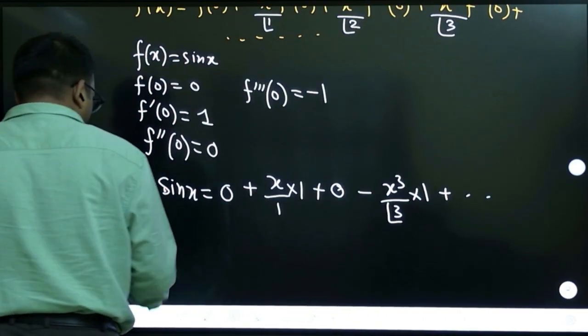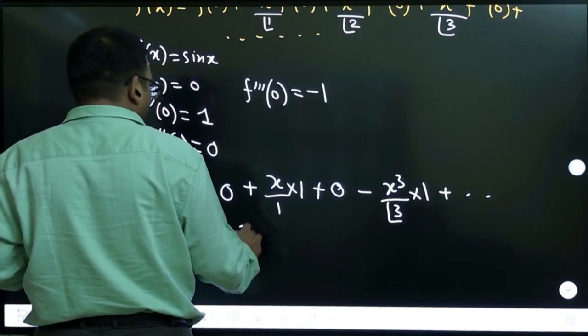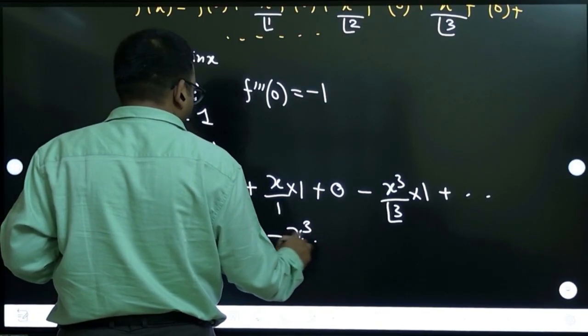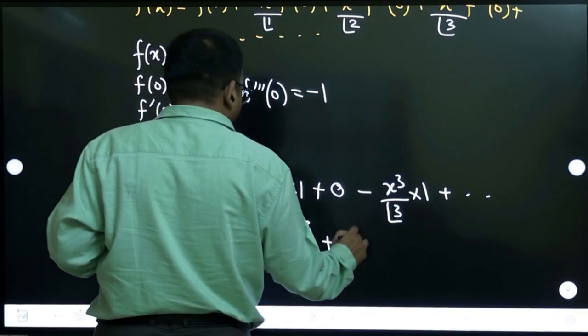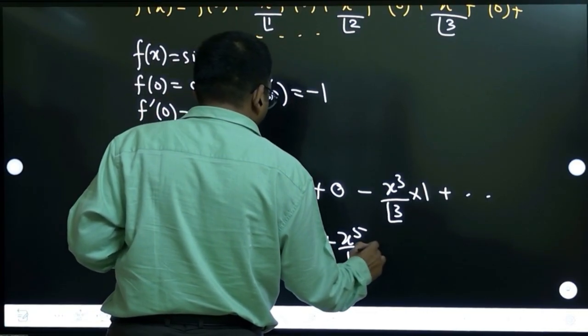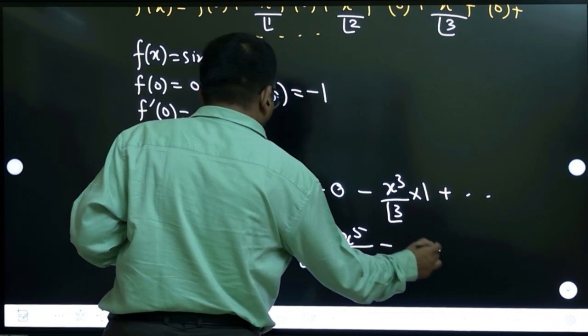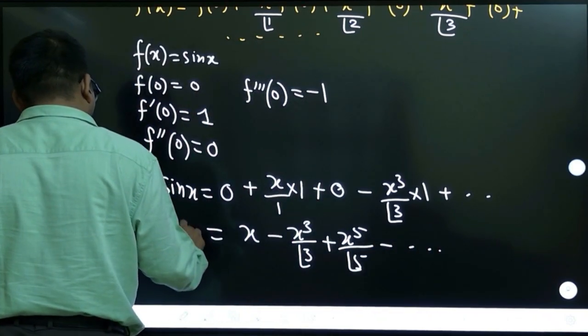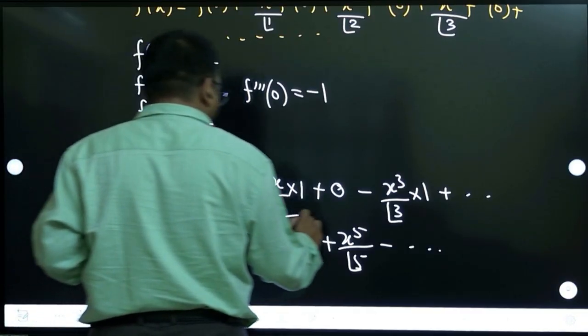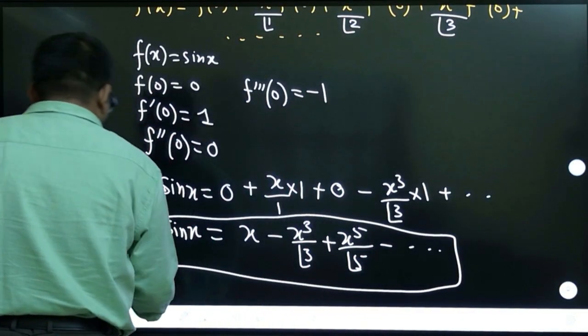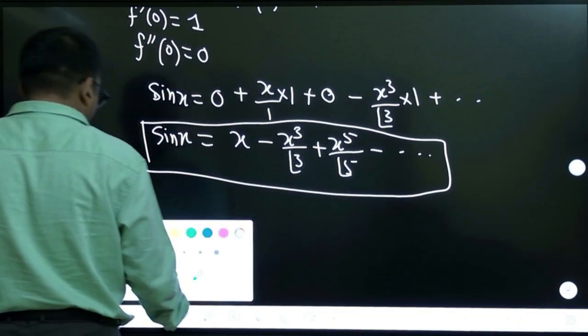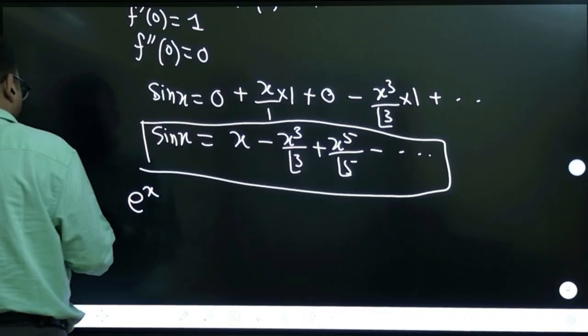So you can clearly say that sin x is going to be x minus x cube by factorial 3 plus x^5 by factorial 5 and so on, right? This is what sin x is. You can try for cos x also, anything. Let us try e power x. e power x is the function.